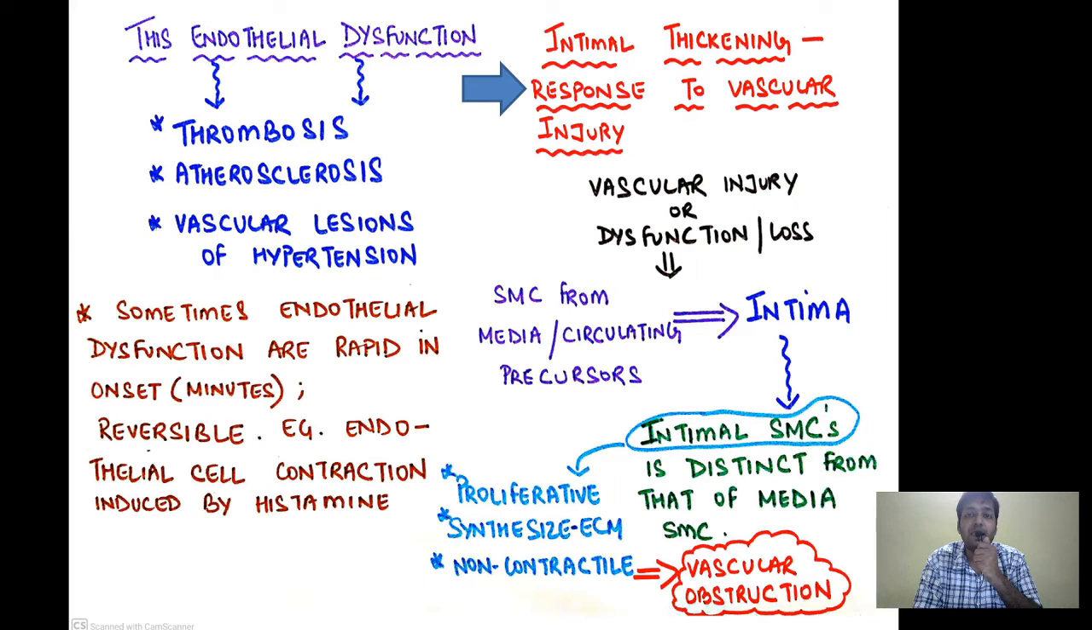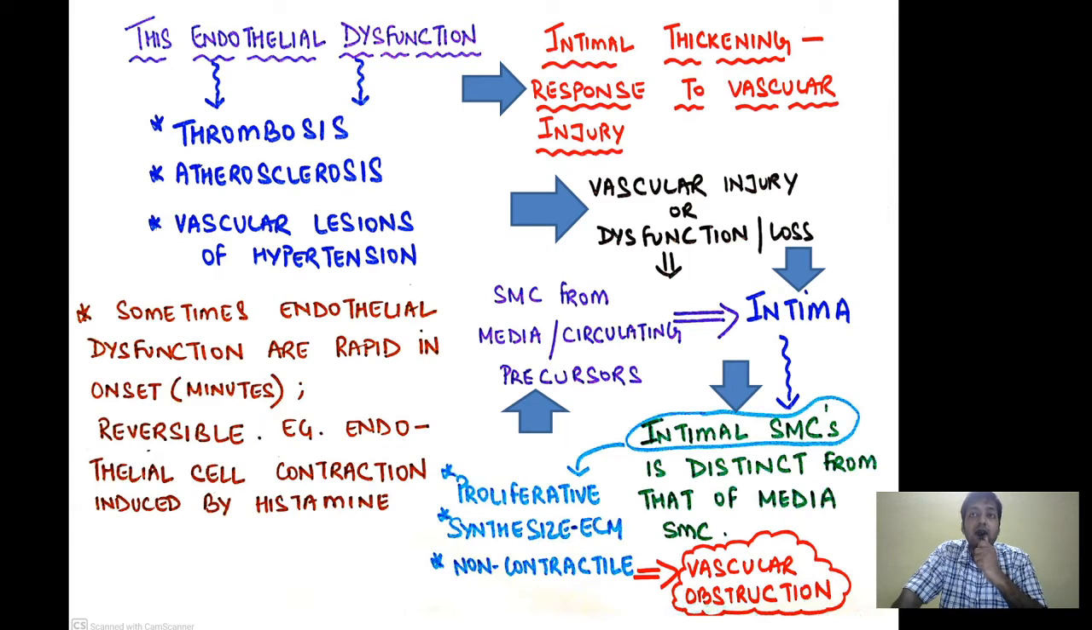vascular obstruction. So whenever there is a vascular injury or dysfunction or loss, the smooth muscle cells from the tunica media, or the circulating precursors, are going to migrate into the tunica intima. Once these smooth muscle cells have entered the tunica intima, they start to proliferate and synthesize extracellular matrix, and these are classically non-contractile.